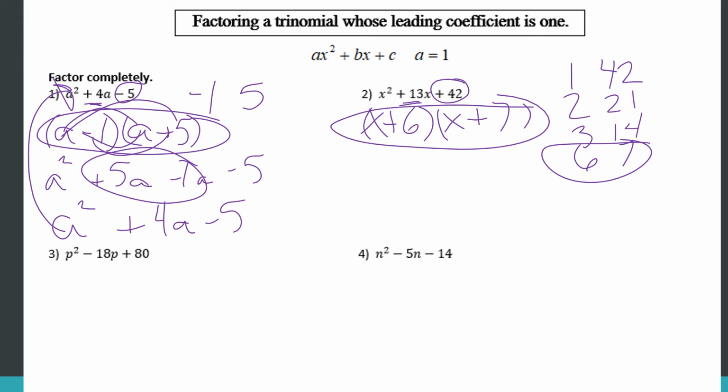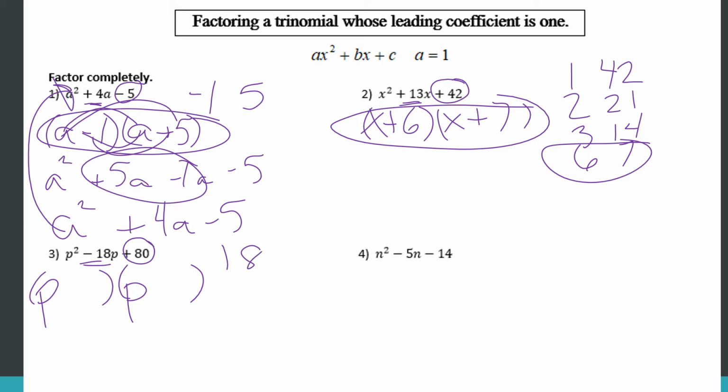Okay, number 3 here, I'm going to set up my sets of parentheses. I need to get p squared when I multiply those first 2 terms. So p times p is going to give me p squared. Okay, now I want to look at 80, and I want the factors that give me that 18.